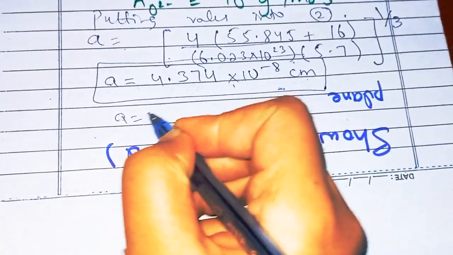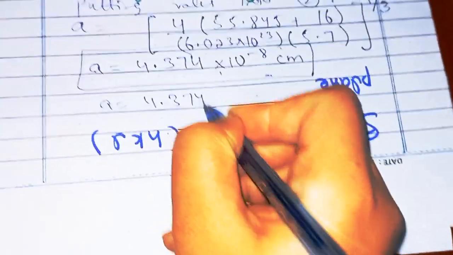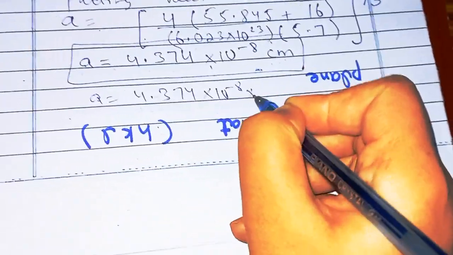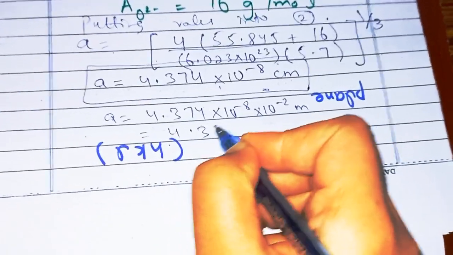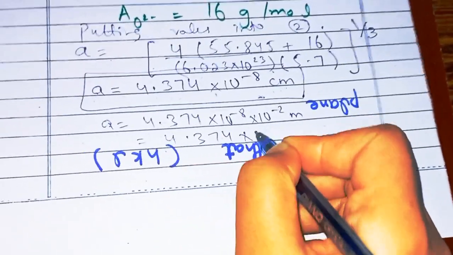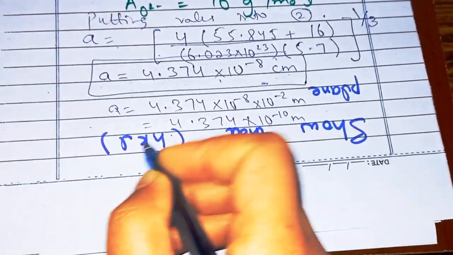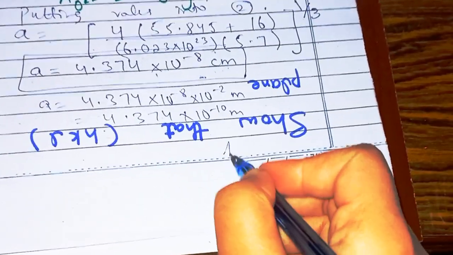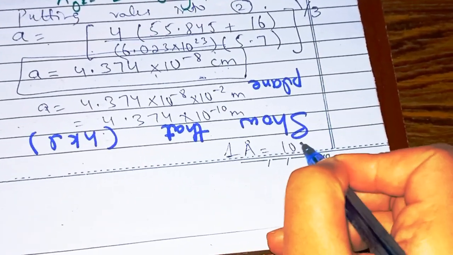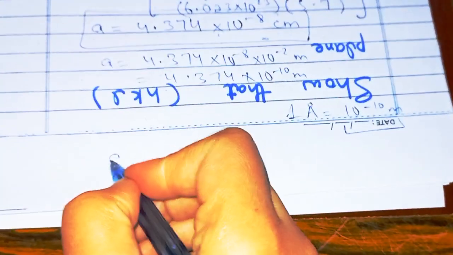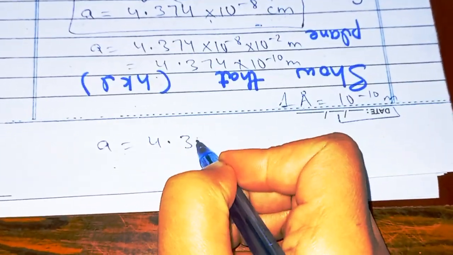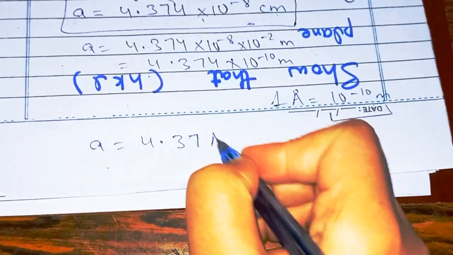We can convert it into nanometers. 4.374 multiplied by 10 to the power minus 8. Centi is 10 to the power minus 2 meter, and it makes 10 to the power minus 10 meter. And 1 angstrom is equal to 10 to the power minus 10 meter. The unit is also included. So we'll write A equals 4.37. Okay, 37 is fine. Angstrom.